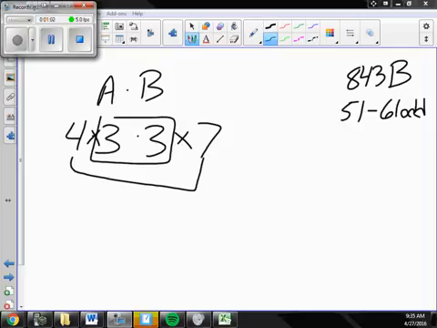Can I calculate B times A? Not unless they're both square and they're the same size. So the only way to do A times B and B times A is if both A and B are square and they have the same order, meaning they're the same size of square. Okay?